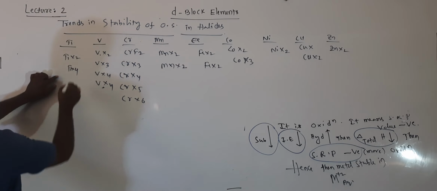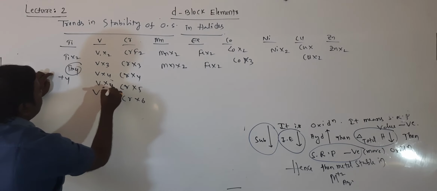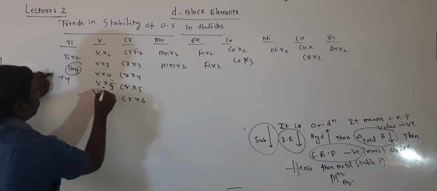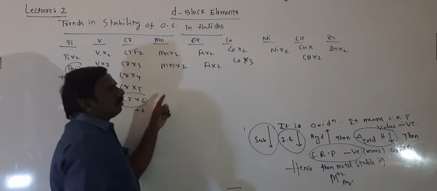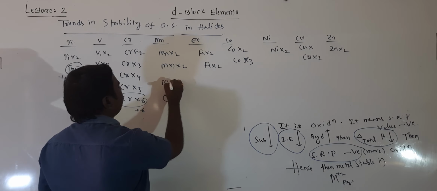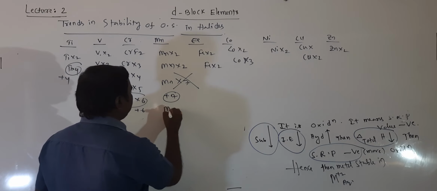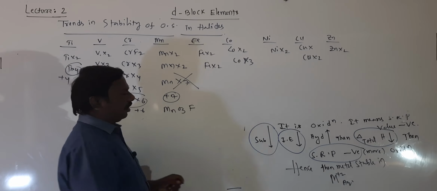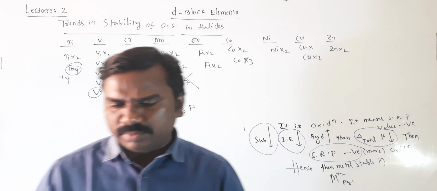Titanium plus 4 is the stable oxidation state. So vanadium plus 5 is the stable oxidation state. Chromium plus 6 is the stable oxidation state. But for manganese, plus 7 is the oxidation state, but MnX7 is not possible. So here MnO3F, along with oxygen, only higher oxidation state possible here.